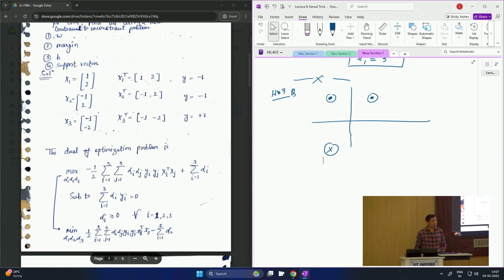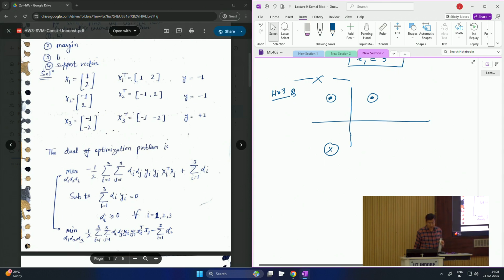Now, how do you solve it? There are 2 ways of solving it. What did I tell you? Now, going back all the way to optimization, there are these cases. Let's just recall.